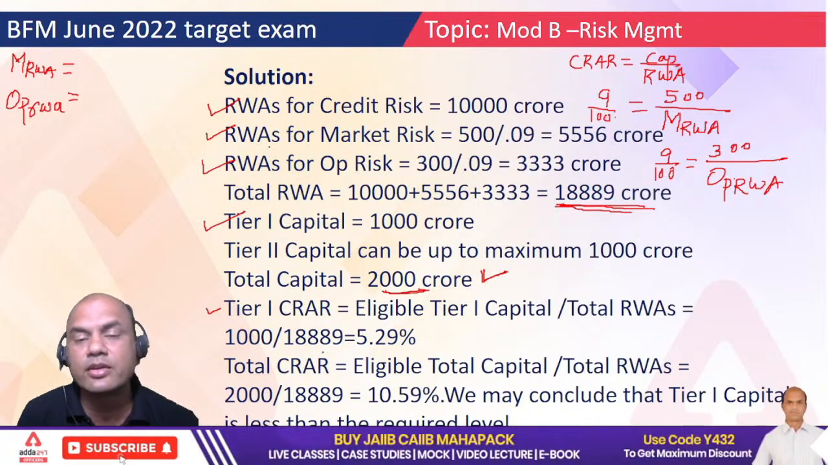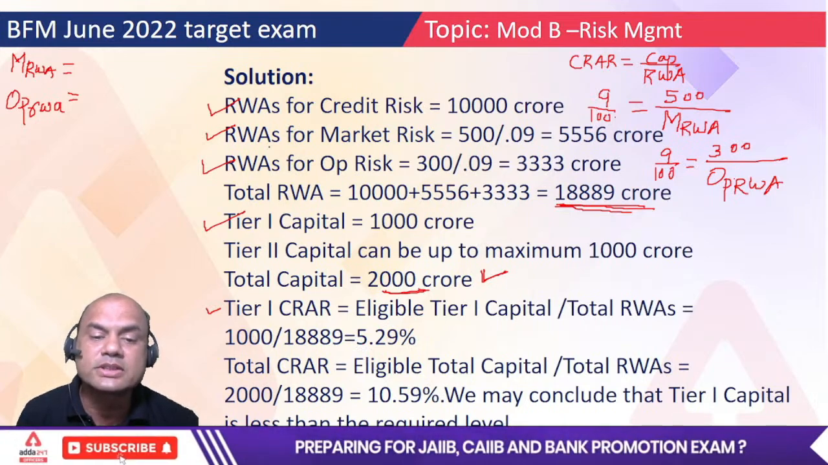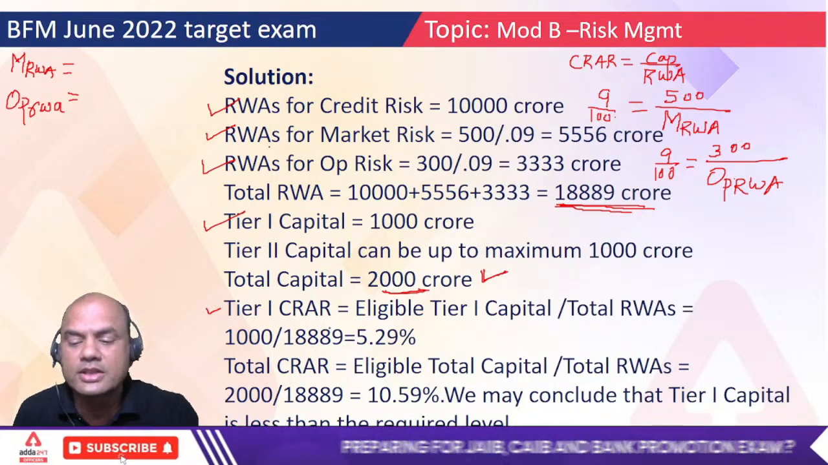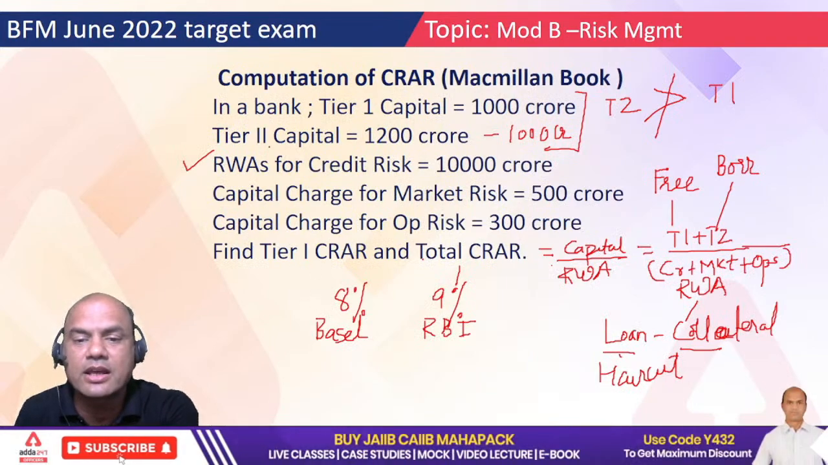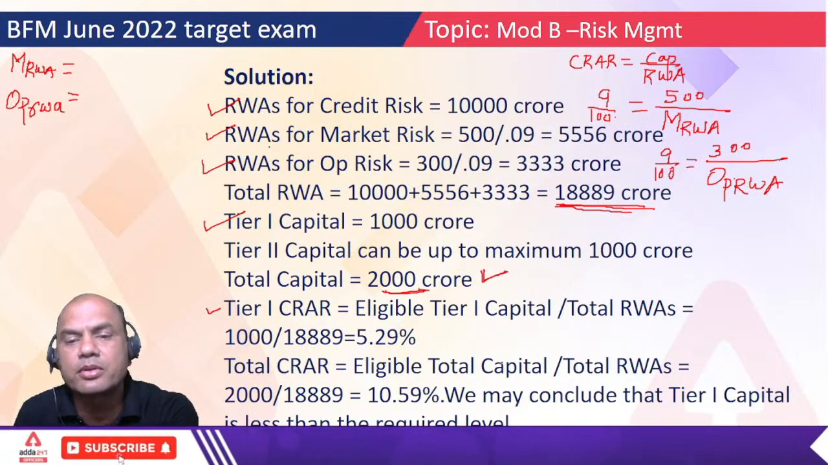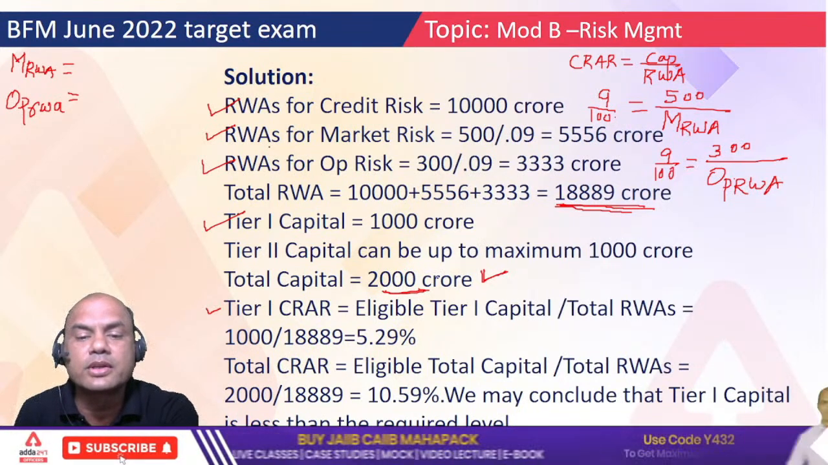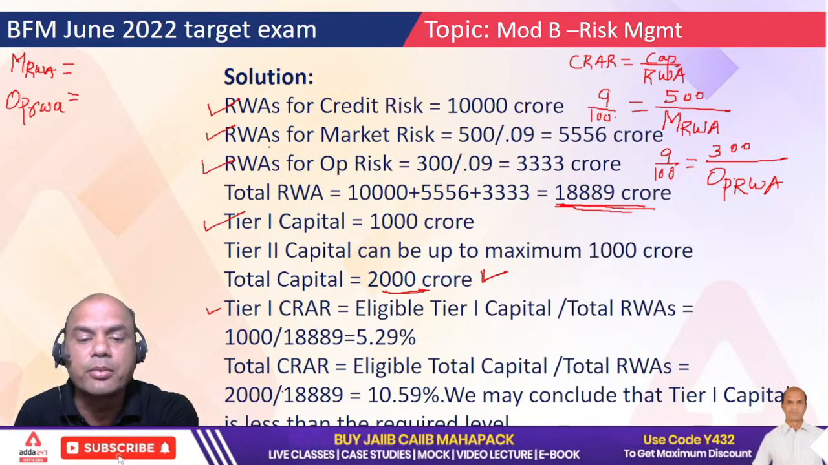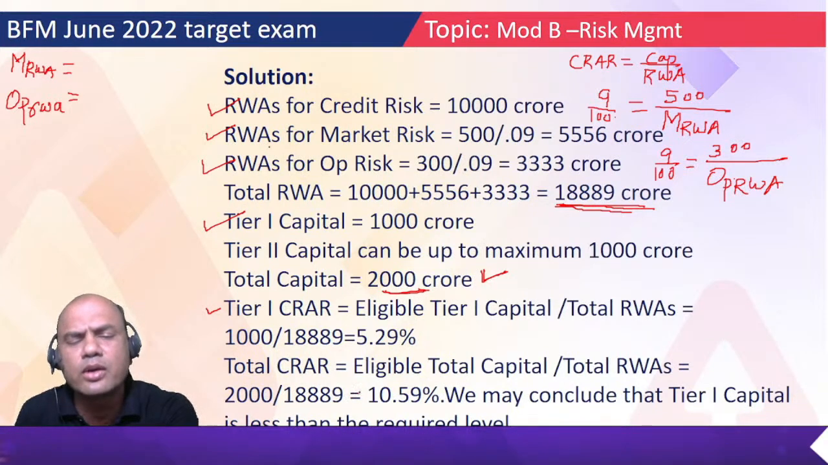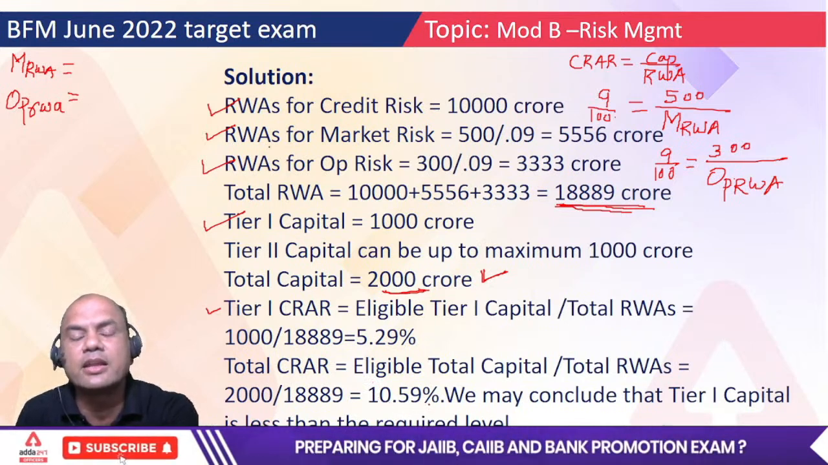Now the second one I want is total CRAR. Tier 1 CRAR is 5.29%, right? So I want total CRAR. What is the second question? Tier 1 CRAR and total CRAR. So total CRAR is what? Total capital upon total RWA. What is the total capital? Tier 1 plus tier 2, 2000. So 2000 upon 18,889 into 100, of course. So that comes out to 10.59.